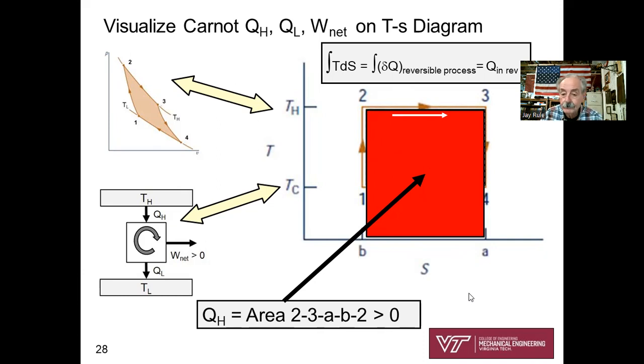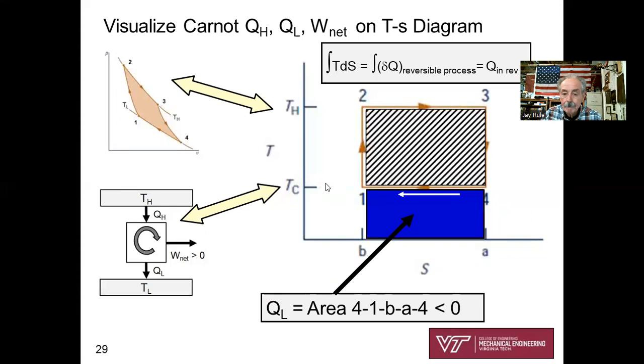Let's now go to QL. Okay, same idea, integral of TdS for a reversible process. That's the heat transfer, all right? Well, now we're going process 4 to 1, reversible isothermal heat rejection. So we're going from 4 to 1. We're going right to left. We can see the area under the curve. And since we're going right to left, it's going to be a negative value.